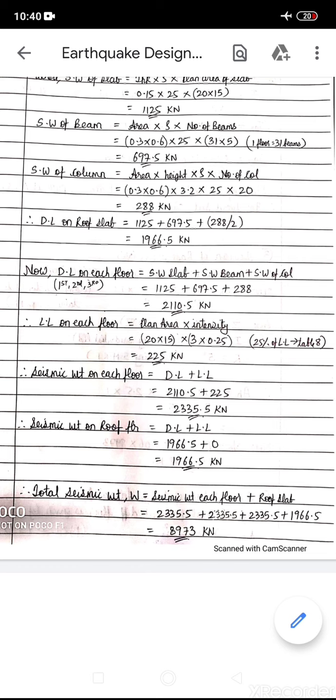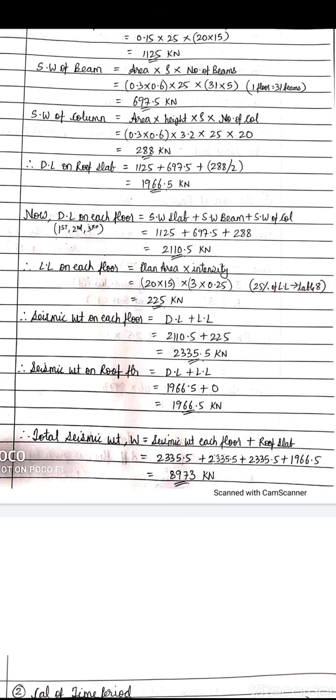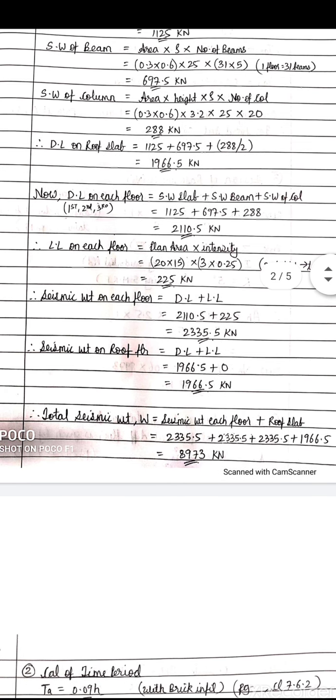So dead load is nothing but 2110.5 kilonewton and the live load is 225 kilonewton. So the total seismic weight on each floor is 2335.5. Similarly, the total seismic weight on the roof floor is dead load plus live load. Again, I have mentioned that on the roof floor we do not consider the imposed load. So hence only dead load, that is 1966.5 kilonewton.